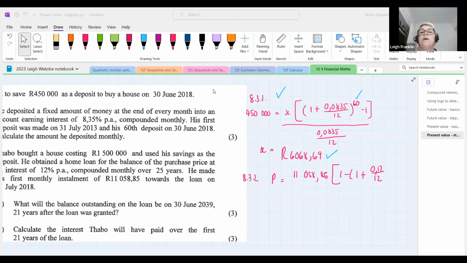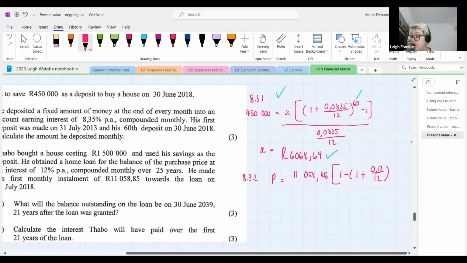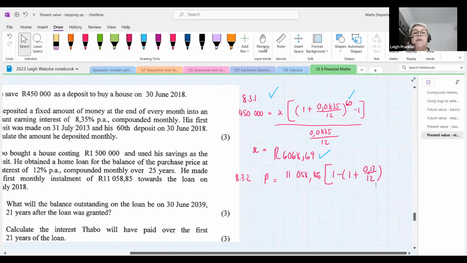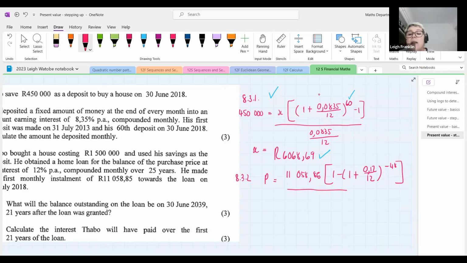Exactly, Chrissy. So if you are paying once a month for the remaining 4 years, how many payments is that? Because remember, he's paying monthly. So he still has another 4 years to pay off his loan. If he pays once a month, exactly, it's 48. Quite right. So this will be minus 48. He's paying once a month for another 4 years. That is another 48 payments. Good.